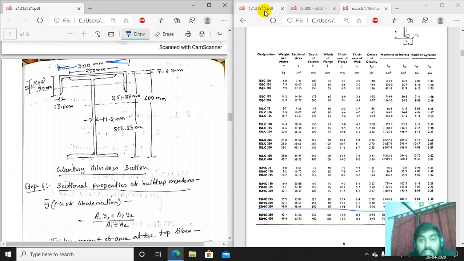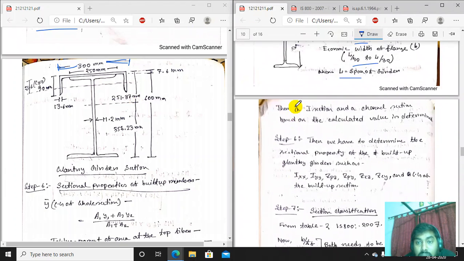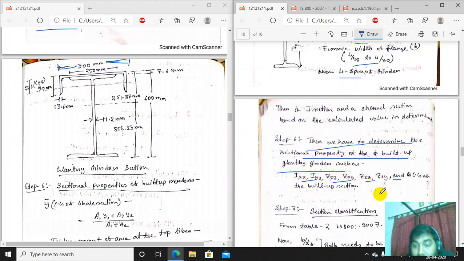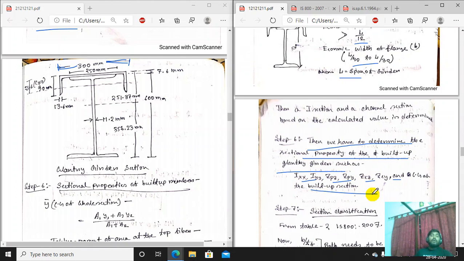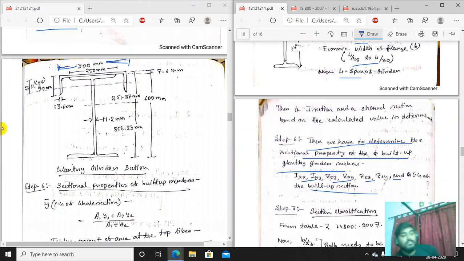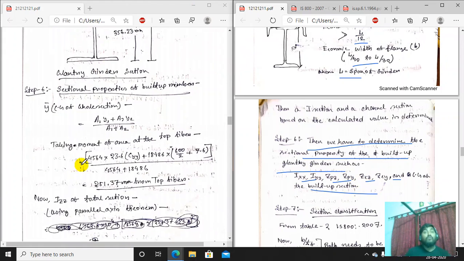Now coming to the next step, step number 6. We have to determine the sectional properties of the built-up section: IXX, IYY, ZPZ, ZEZ, ZEY and CG of the built-up section. As it is a built-up section, the CG will change basically. Let us find out first the CG of the whole section. How to find out the CG? You know, A1Y1 plus A2Y2 divided by A1 plus A2.